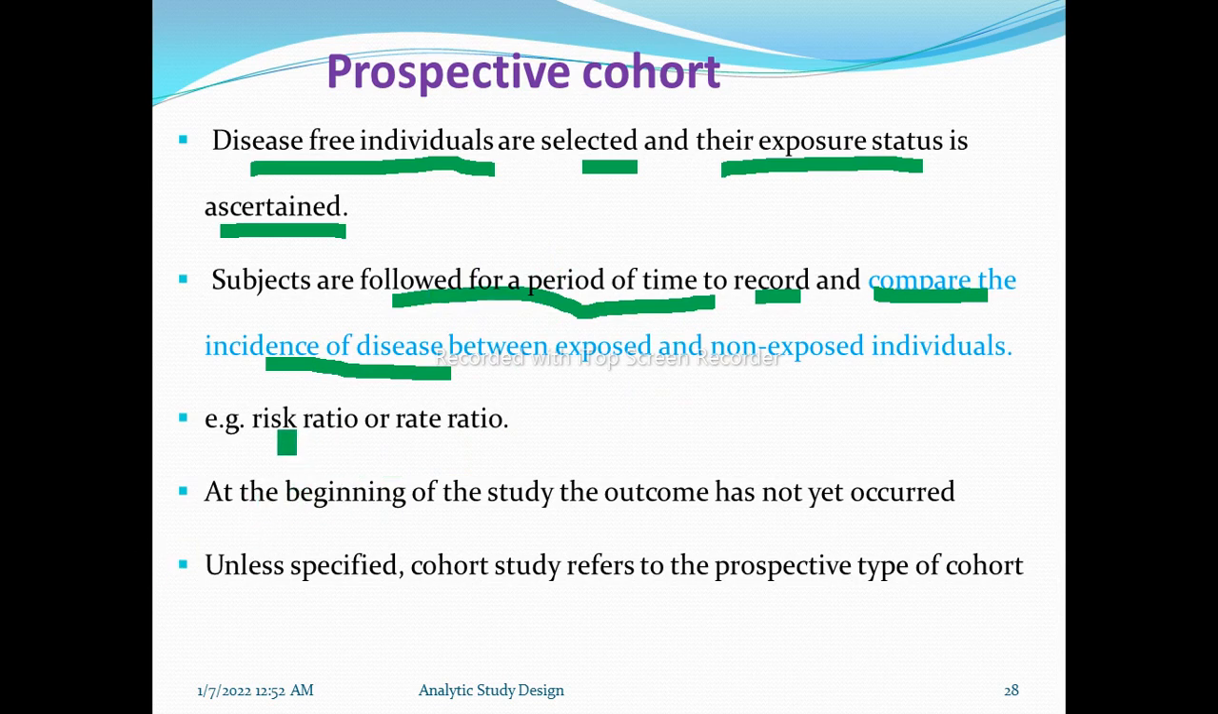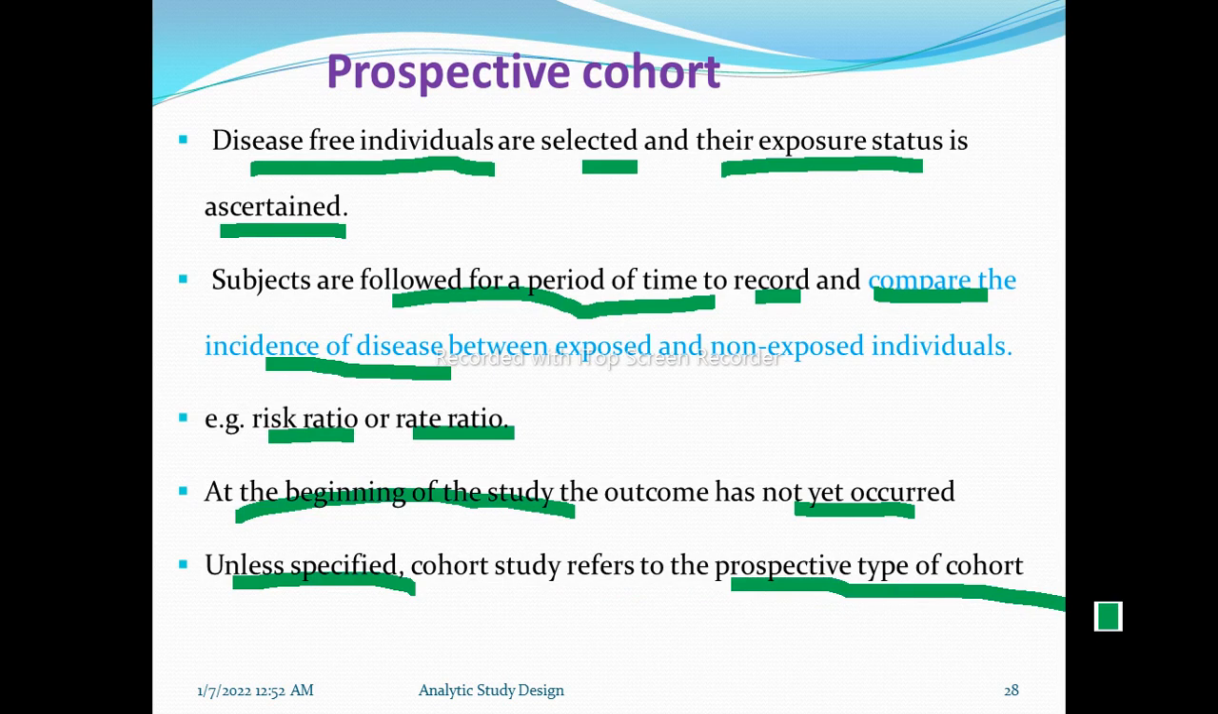The measure of association is risk ratio or rate ratio. Risk ratio is used in the case of cumulative incidence, rate ratio in the case of incidence density. At the beginning of the study the outcome has not yet occurred in the case of prospective study. Unless specified, cohort study refers to the prospective type of cohort.